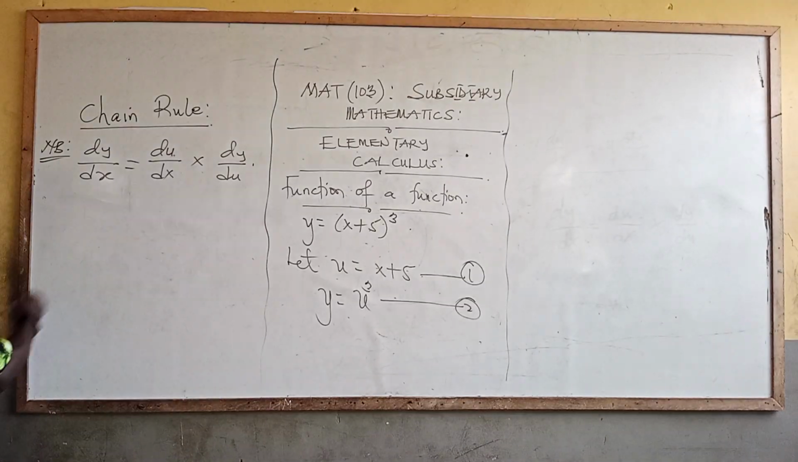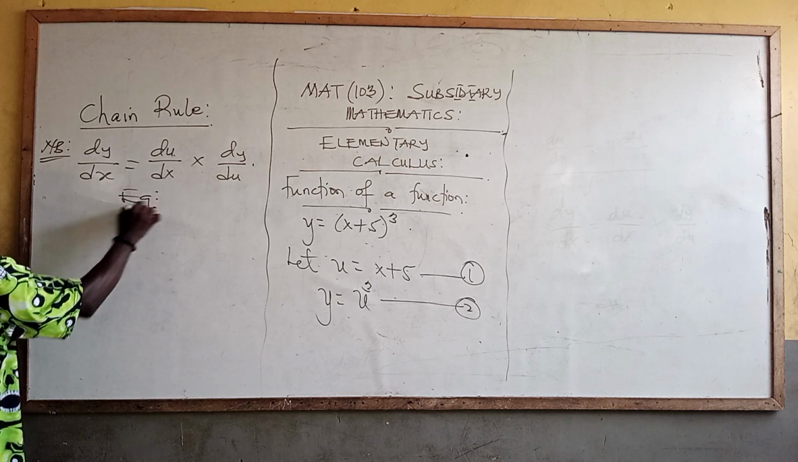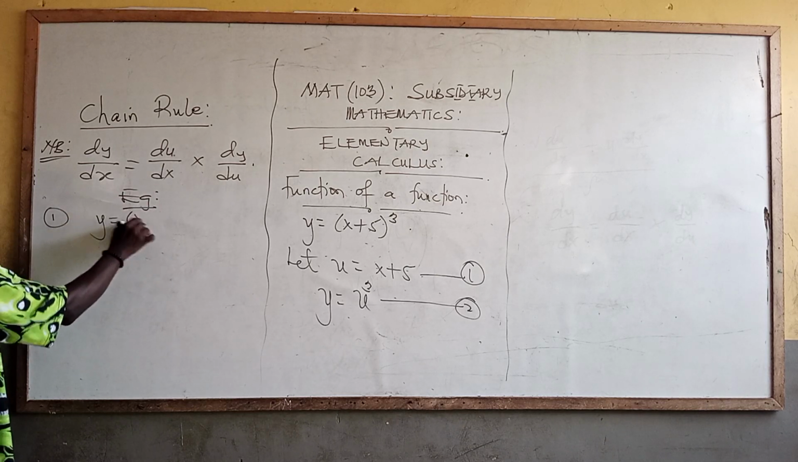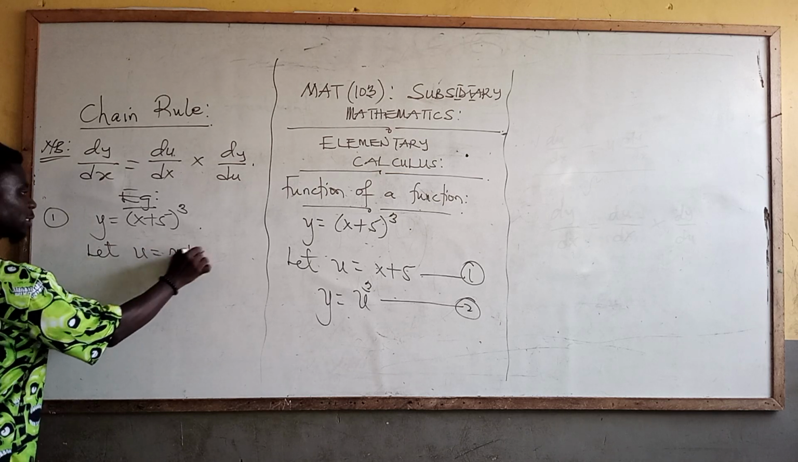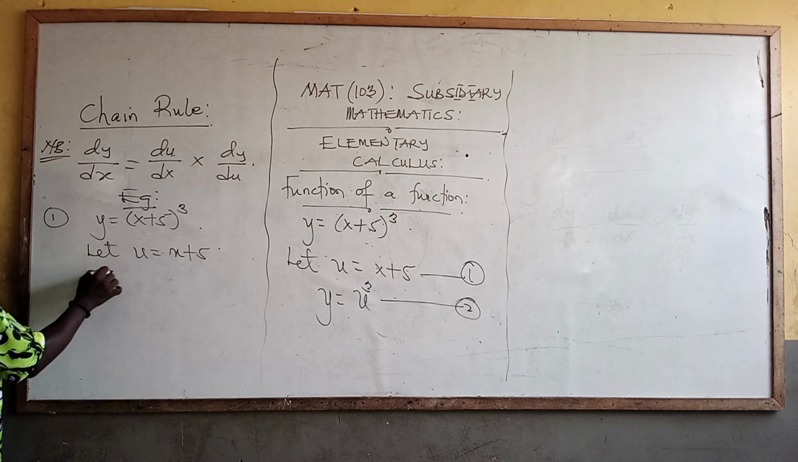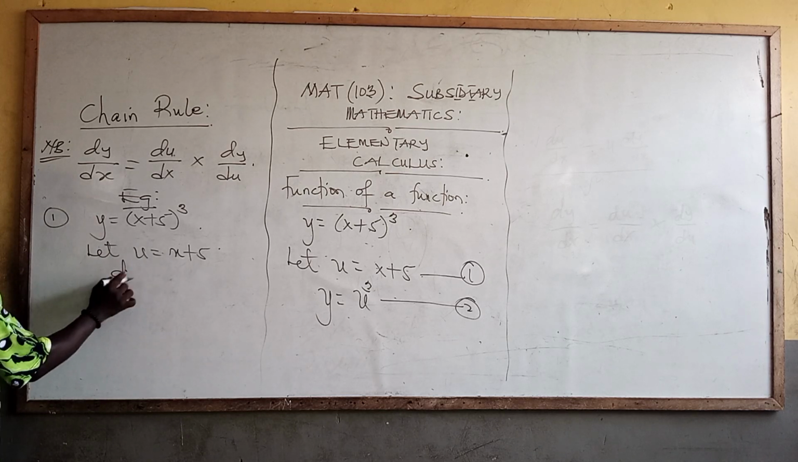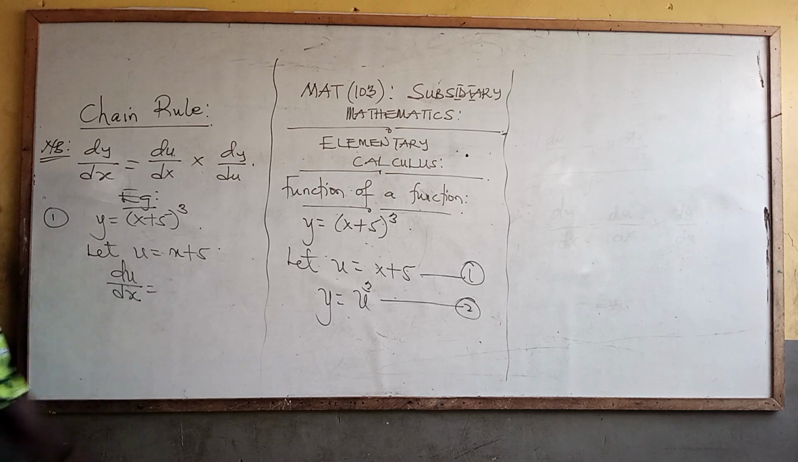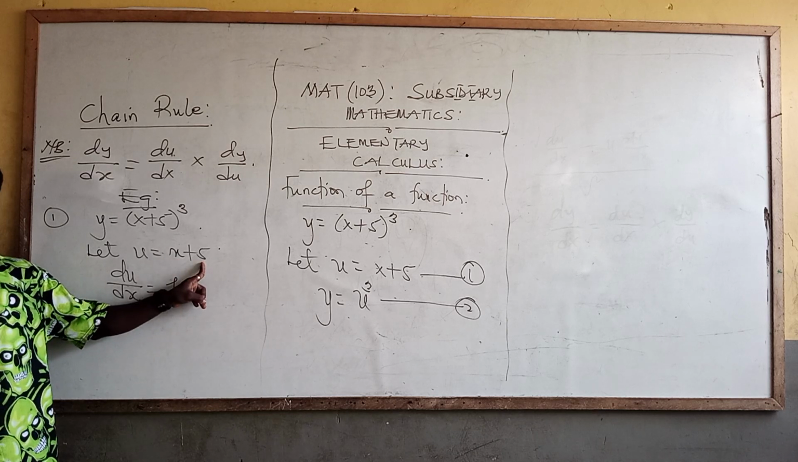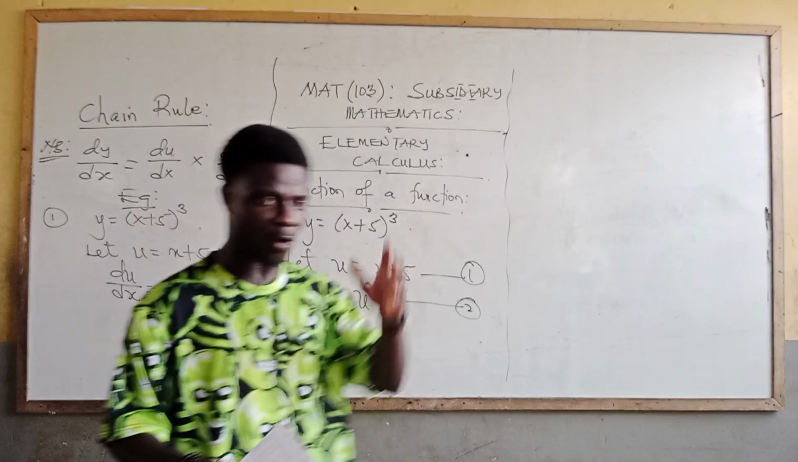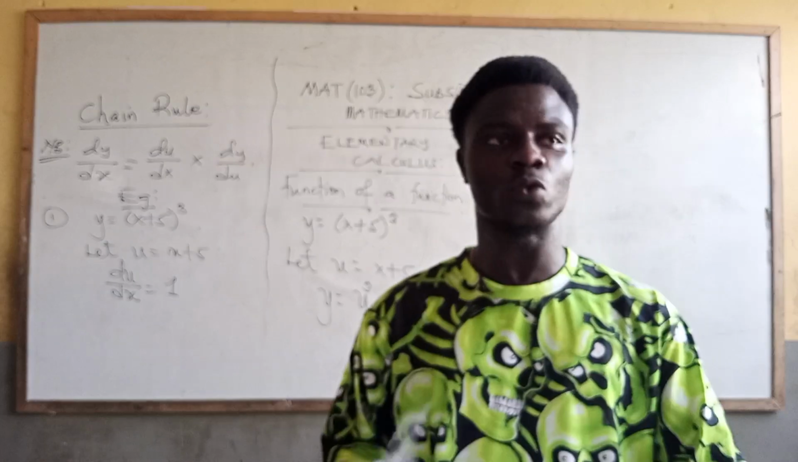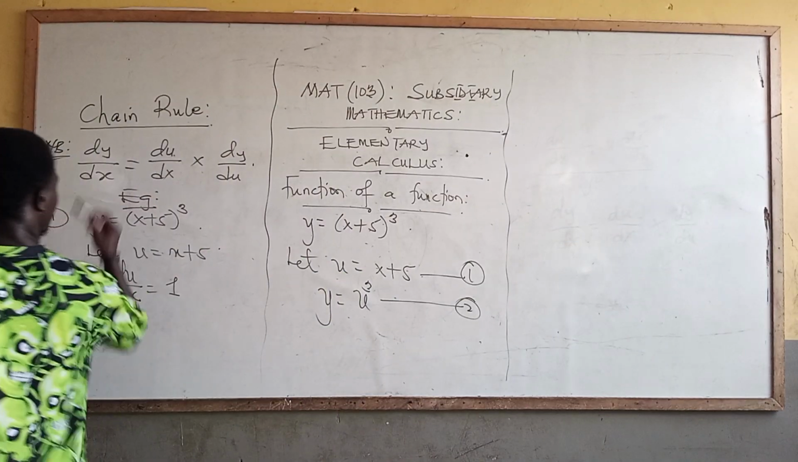So let's see. If I have an example, y equals (x plus 5) to the power 3, and I want to solve this, you can say let u be equal to x plus 5. We can differentiate u with respect to x, which gives 1, because if you differentiate x, you get 1, and if you differentiate 5, you get 0. Always remember that if you differentiate a constant with respect to x, you get 0.